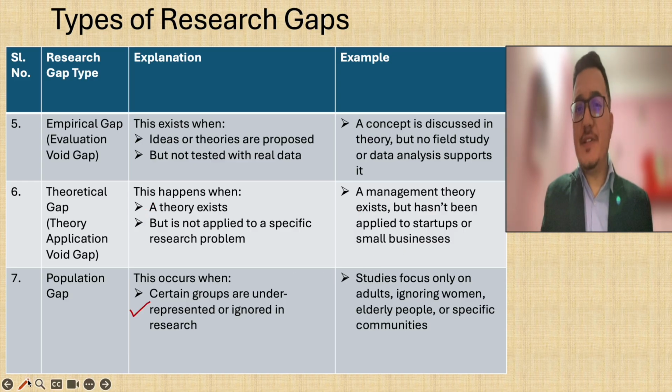A population research gap happens when certain groups are ignored or underrepresented in research.